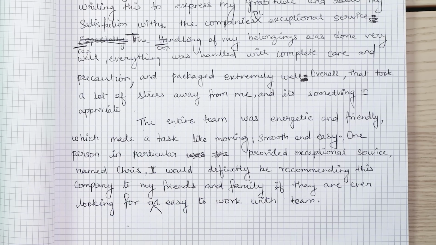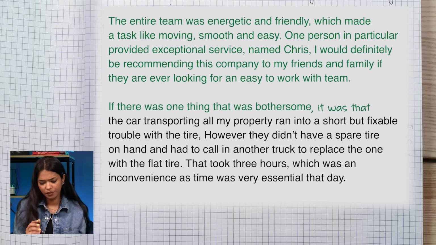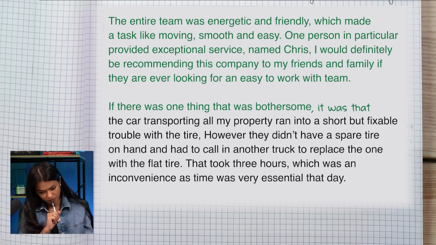Okay. So this is the dissatisfied paragraph, right? All right. So if there was one thing that was bothersome, it was that the car transporting all my property ran into a short but fixable trouble. Would we use the word trouble? It ran into trouble. Because it's formal, right? Yeah, so it ran into a short but fixable problem, probably, instead of trouble with the tire. Is that a full stop? No, it's a comma. And so you put comma and then however.